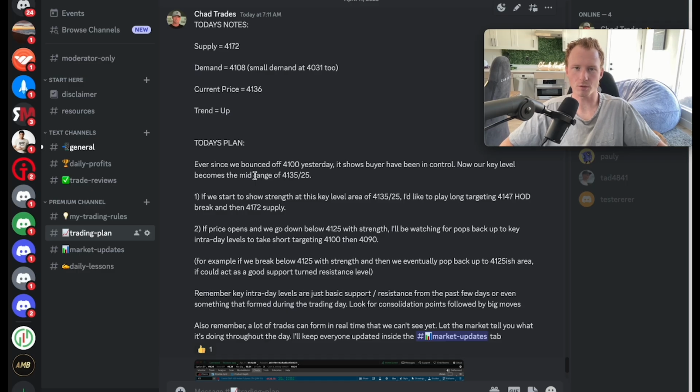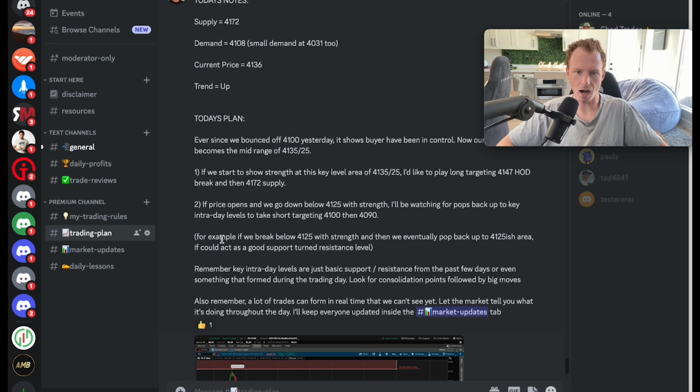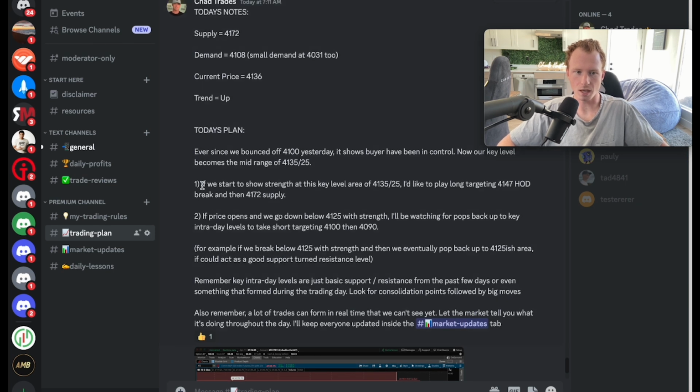The first thing I'll do is pull up my Discord community where I post my pre-market plan every single day, along with exactly where I'm entering and exiting trades inside our market update. As we can see, today's plan was basically, if we start to show strength at this key level of 41.35 to 25, I'd like to play long targeting 41.47 high day break and then 41.72 supply.